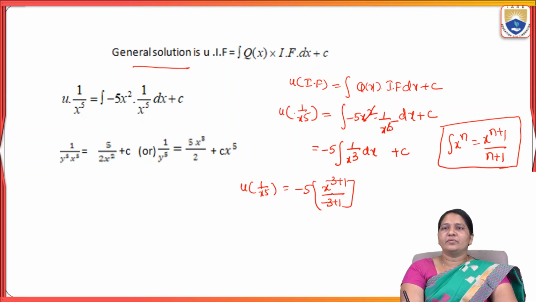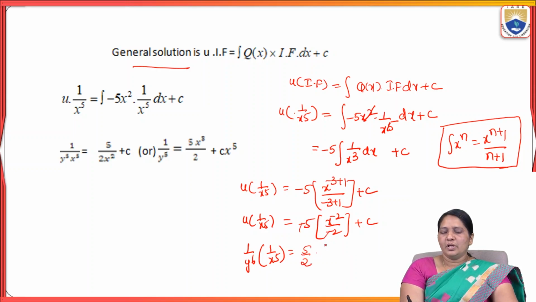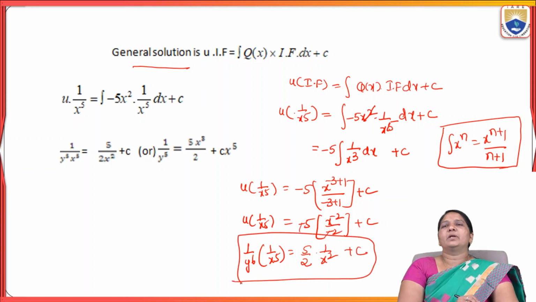So here, minus 5 into x power minus 3 plus 1 by minus 3 plus 1 plus c. So u equals 1 by x power 5 equal to minus 5 into x power minus 2 by minus 2 plus c. Finally, in the last stage we have to replace the u value also. What is the u? U is 1 by y power 6 into 1 by x power 5 equal to, here minus minus will be cancelled. So 5 by 2 into 1 by x square plus c. So this is our complete primitive or general solution of the given equation.